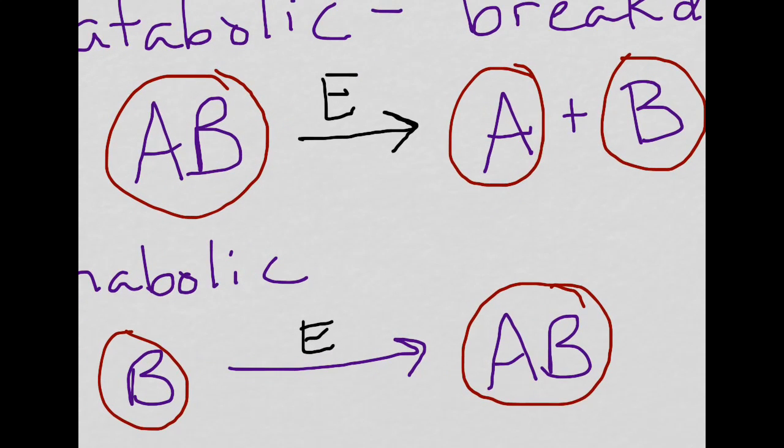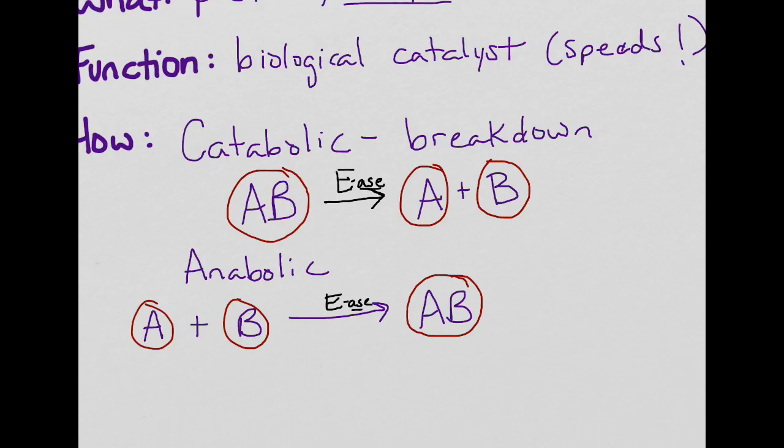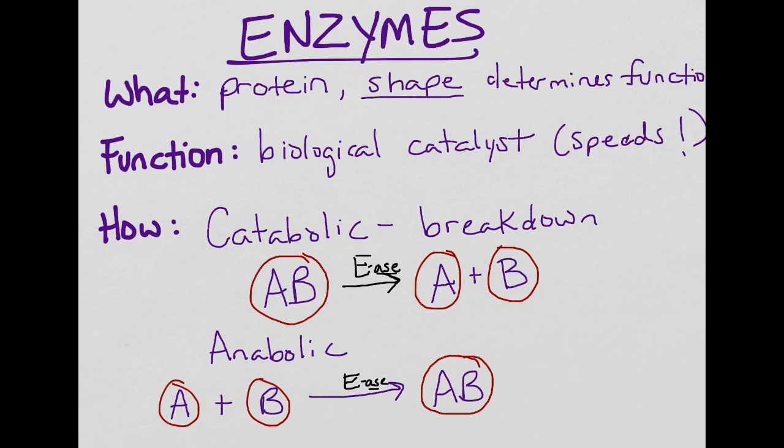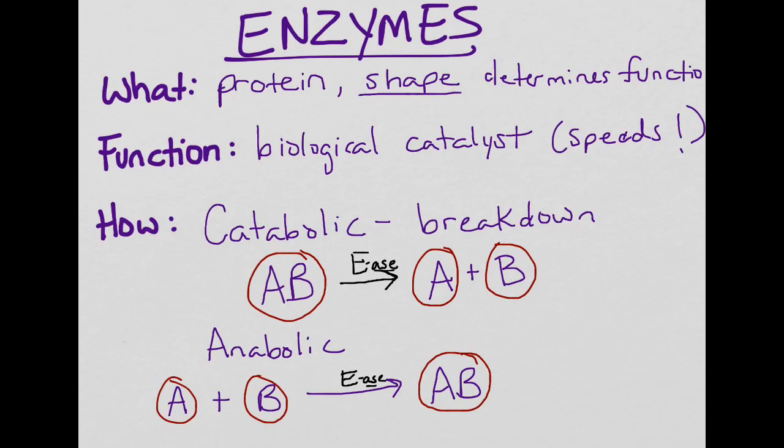Okay, and remember this. Remember that enzymes often have the last name ASE. So you can write E-ASE in here. E-ASE. Enzyme ASE. To help us remember that enzymes have the last name ASE.